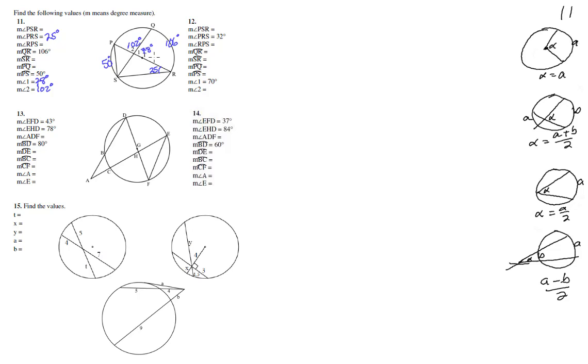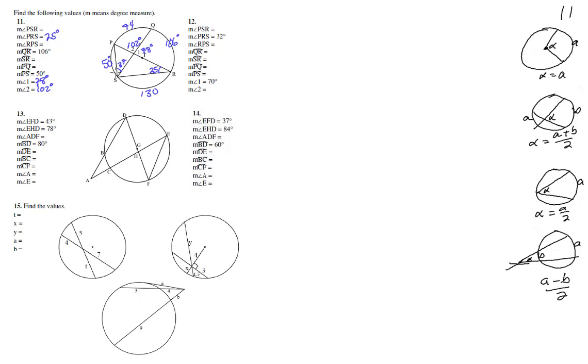This PR is a diameter. Do you see it goes straight through the middle right there? So if this is 50, then this is 130. And if this is 106, then this must be a 74. And you'll notice that if we take 130 and 74, we get 204 and it averages to the 102. Oh, that's nice. It worked. So let's see what else we can find. This angle right here is half of 74, so that's a 37.